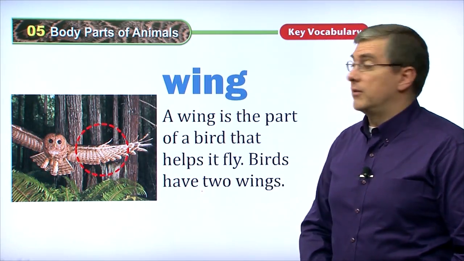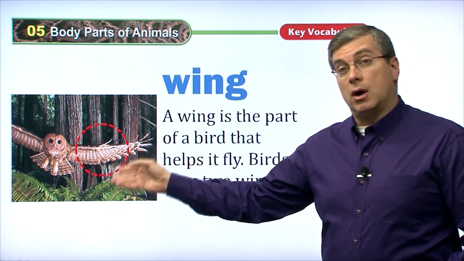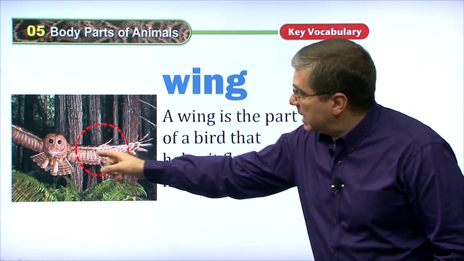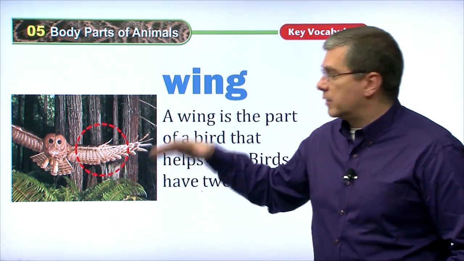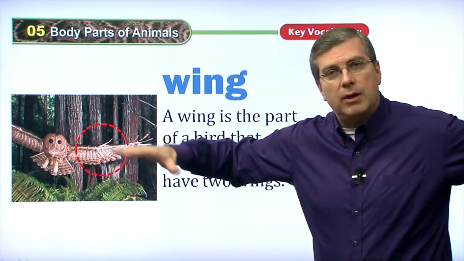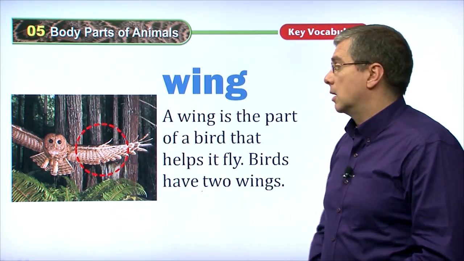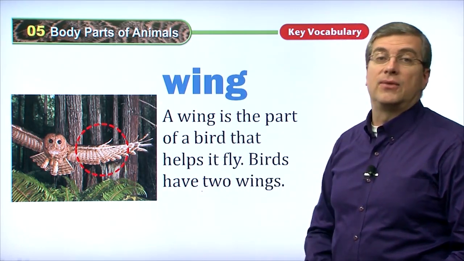Also a unique part of a bird is a wing. The only animals that have wings, of course, are birds. And this is a nice picture of an owl, right? And of course, we can see his wing stretching out here and all the feathers on the wing. And of course, the feathers are very light and they spread out. They also help the bird, in this case, the owl, to fly along. So a wing is the part of a bird that helps it fly.